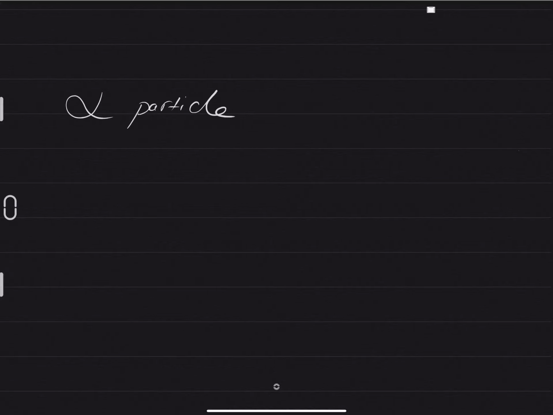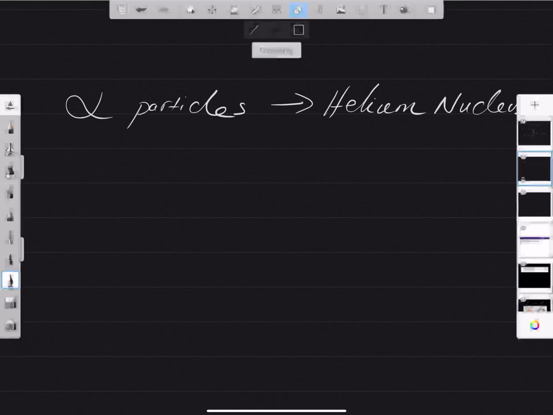So the test of the gold leaf experiment was carried out with alpha particles. Now this is important because an alpha particle is said to be a helium nucleus. Okay, so an alpha particle is said to be a helium nucleus. What is a helium nucleus?